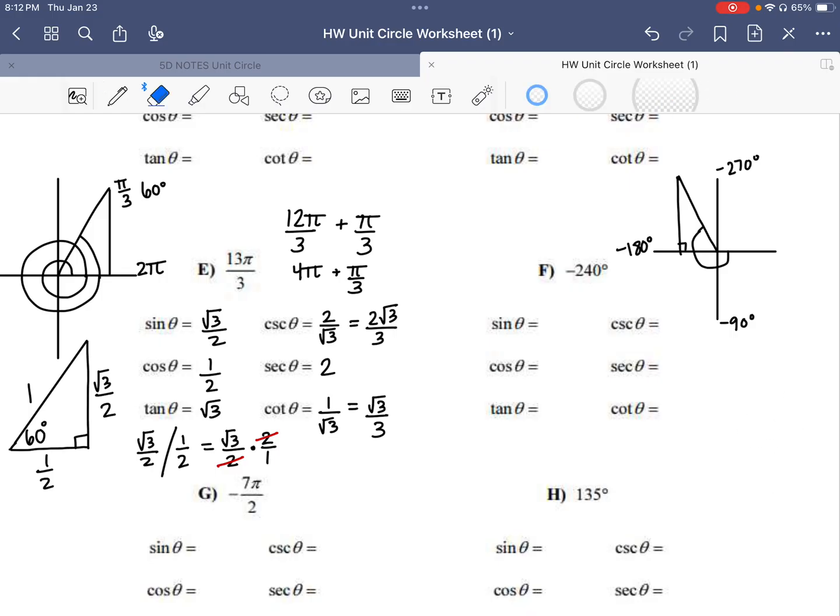I don't like the way that looks. Hold on. I want to make the longer side more defined. There we go. So that's the longer side. That's the shorter side. There we go. That looks more like a 30, 60, 90.